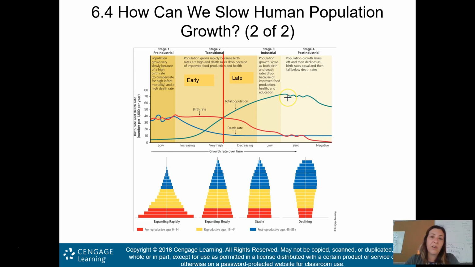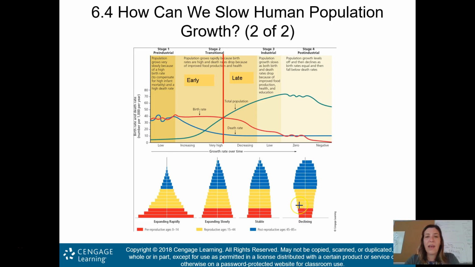So in the post-industrial demographic stage, you have populations leveling off here, you can see, and then they actually start to decline as birth rates fall. At first birth and death rates are fairly equal, and then you actually start having the birth rate fall below the death rate, right? So the population begins to decline, right? And so you can see this age structure diagram here illustrates a declining population, or a country that is in the post-industrial stage.